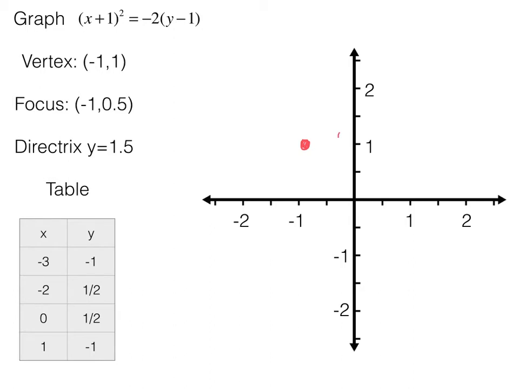Label your coordinate points. The focus is going to come next, and that's going to be negative 1, 1/2. Plot the other points from the table.